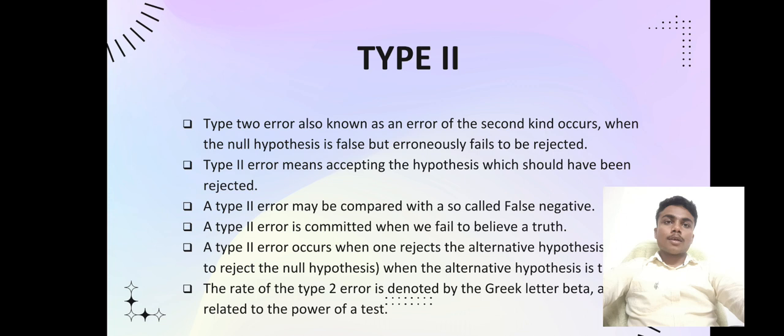A type 2 error, also known as an error of the second kind, occurs when the null hypothesis is false but erroneously fails to be rejected. A type 2 error means accepting a hypothesis which should have been rejected. A type 2 error can be compared with a so-called false negative. A type 2 error is committed when we fail to believe a truth. A type 2 error occurs when one fails to reject the null hypothesis when the alternative hypothesis is true. The rate of the type 2 error is denoted by the Greek letter beta and is related to the power of the test.